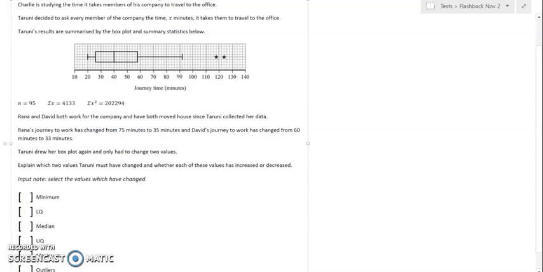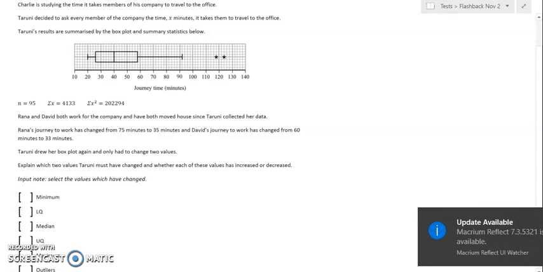Right, in this question, Charlie is studying the time it takes members of his company to travel to the office. Taruni decided to ask every member of the company the time, X minutes, it takes them to travel to the office. Taruni's results are summarized by the box plot and summary statistics below. So we're told that there's 95 people, that the sum of X is 4,133, and the sum of X squared is 202,294. And we're given a box plot.